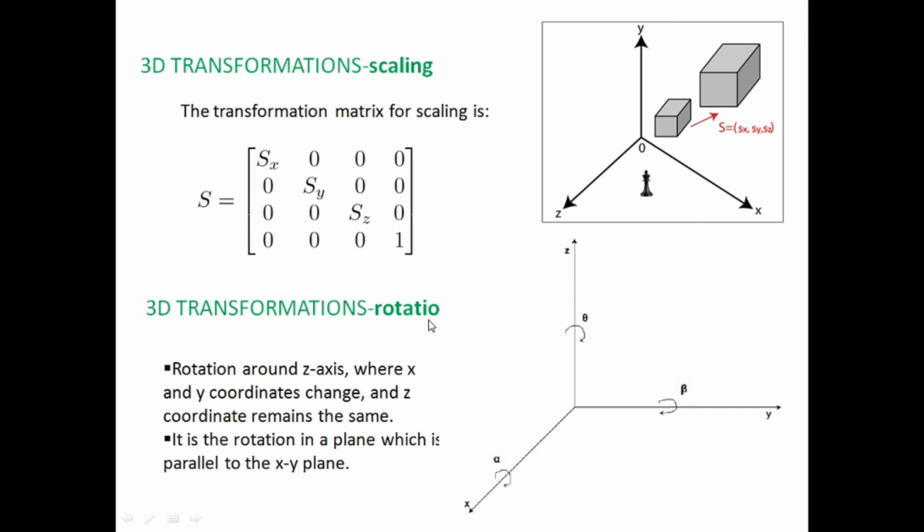We have seen the rotation matrix in the 2D transformation, and the same thing applies in the 3D transformation. So here I have the x-axis, y-axis, z-axis. Rotation around the z-axis like this.